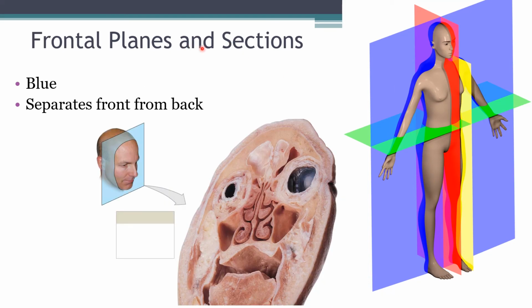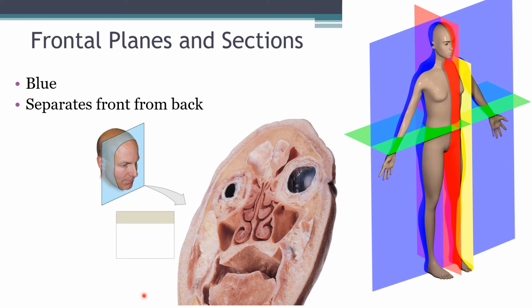Next is a frontal plane. The frontal plane is going to be the blue one that you see in this picture. Notice that this frontal plane divides the body into front and back. Now this one's going to be right down the middle, but frontal planes don't have to be. You can have a frontal plane that's a little more anterior, or one that's a little more posterior. But either way, as long as it separates front and back, that's a frontal plane.